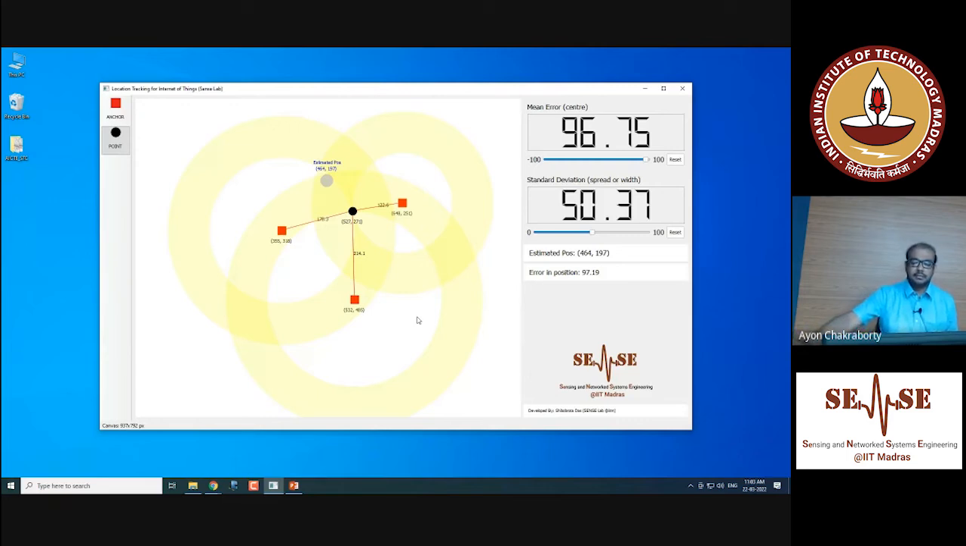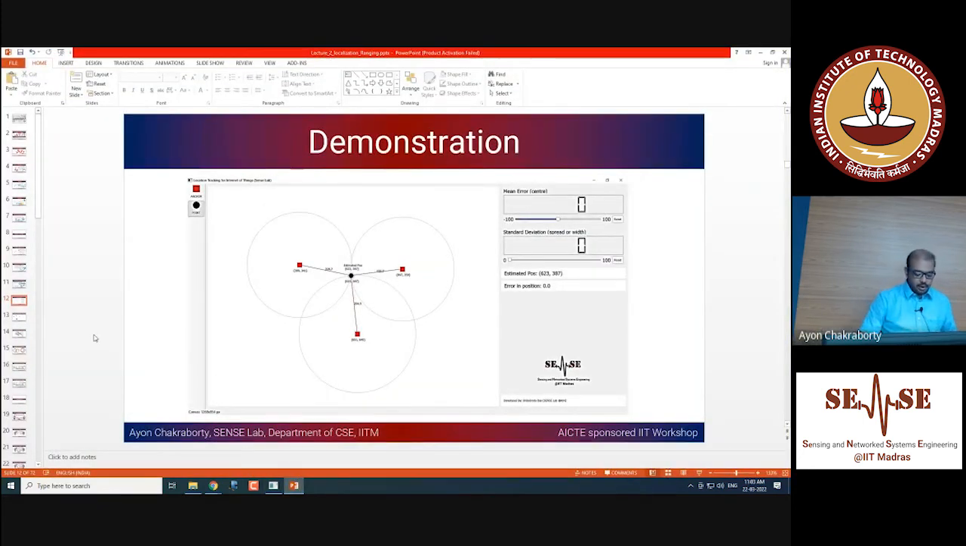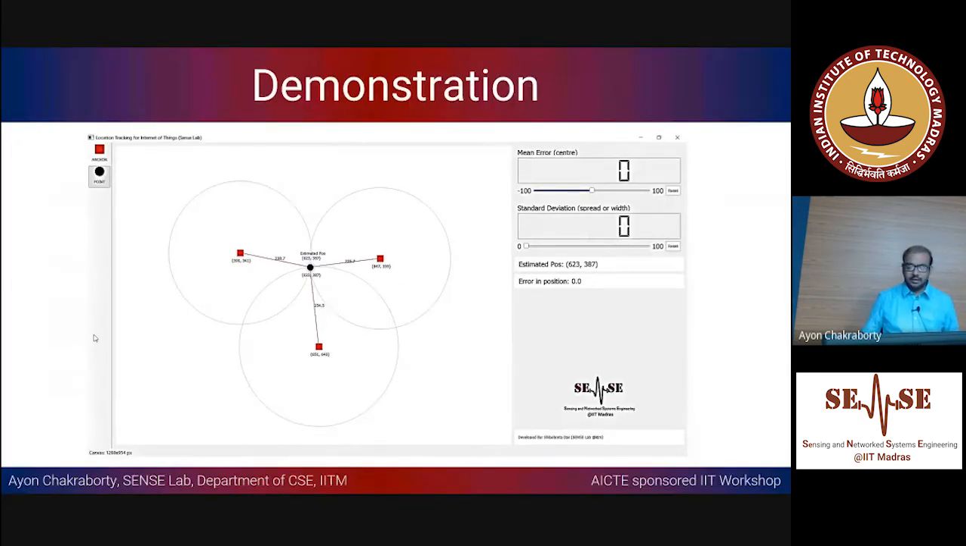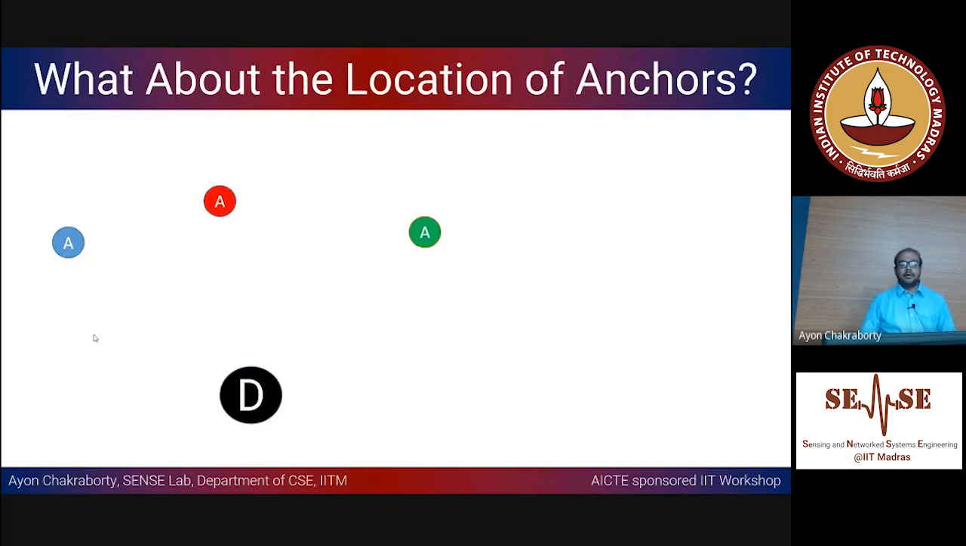Okay, so I'll come to the slides. And there is one more thing I wanted to show you. Let me introduce that particular concept first. So what about the location of the anchors? Some of you have already seen that depending on where the location of the anchors are, the estimation error was keeping on changing. Let's say this blue, red and green are the anchors and D is your device.